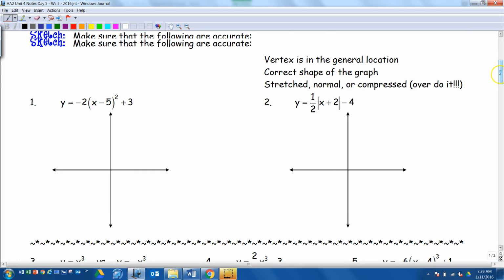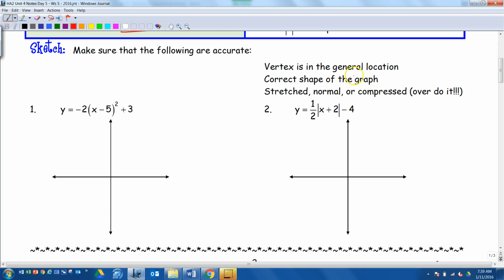So remember that what I'm looking for is that the vertex is in the general location, the correct shape of the graph, and the stretch, normal, or compressed. Don't overdo it. What I like to do, and I want you to do, is sketch the parent. The parent for this would be just x squared, which is just a parabola, okay?